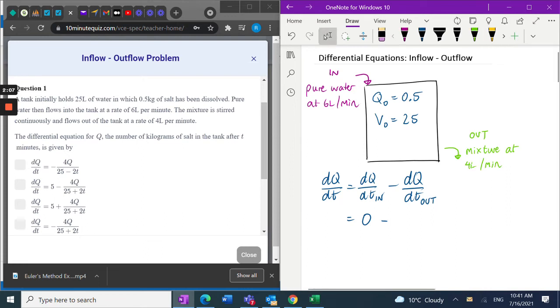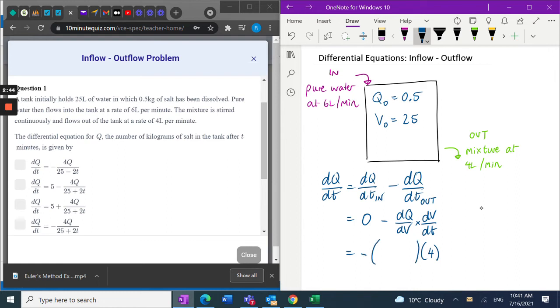Okay, so we know that 4 liters per minute is going out, but that's a ratio of volume with respect to time. That's dV/dt. We want dQ/dt. We can do that because we can break dQ/dt down into dQ/dV times dV/dt. And we've said that our dV/dt is 4 because we're losing 4 liters per minute. Now, dQ/dV is the tricky one.